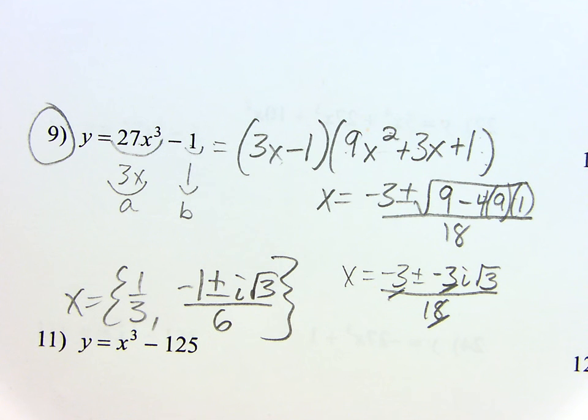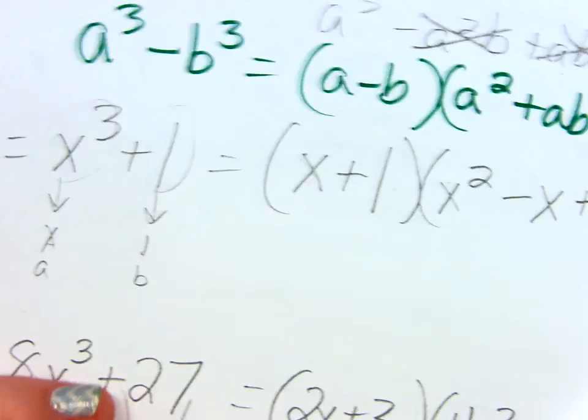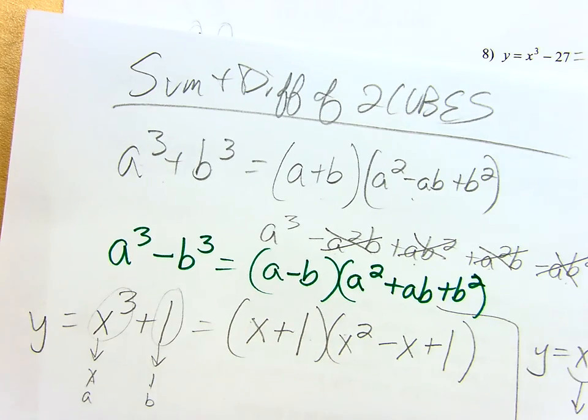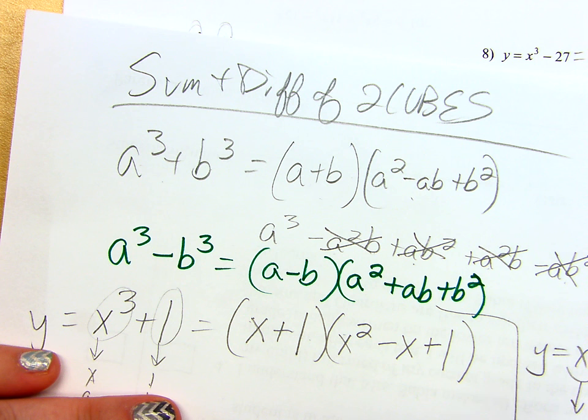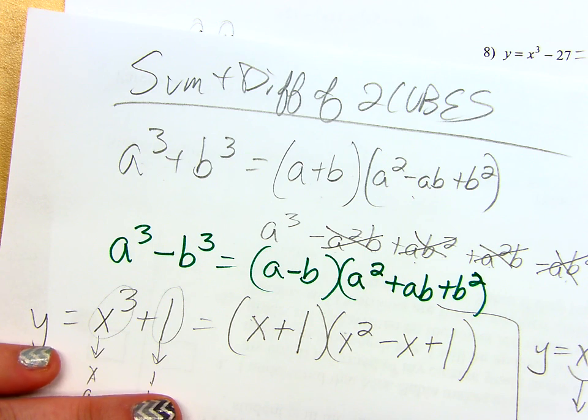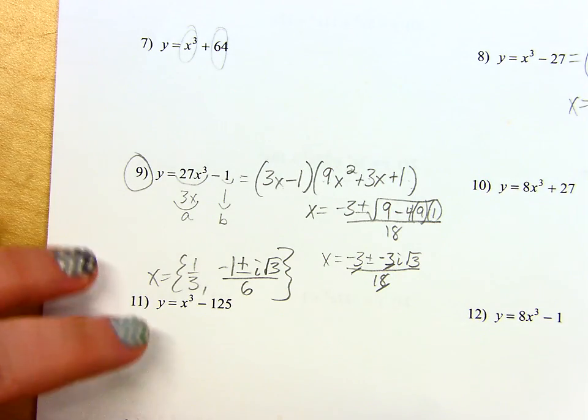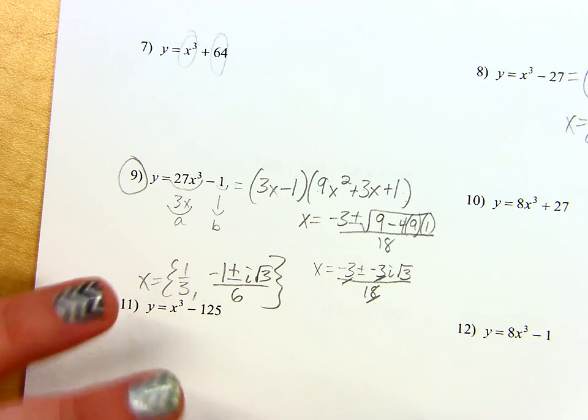So really, the only new piece here is these 2 patterns, right? Knowing your sum and difference of 2 cubes. And then, once you have them, it's just setting them equal to 0 and solving from there. So when we come back from lunch, we'll talk a little bit about the backside, which is a little bit different, but it's not anything you don't already know. All right, so we will stop here.